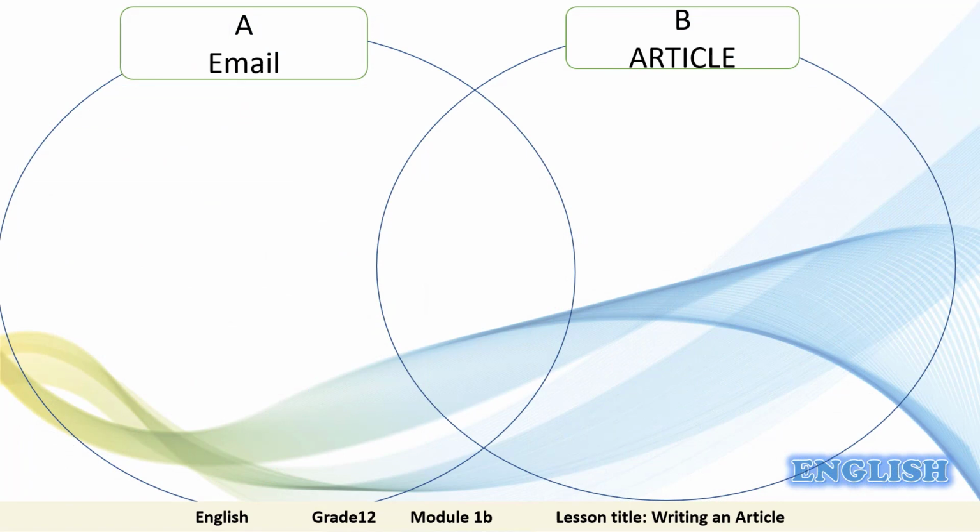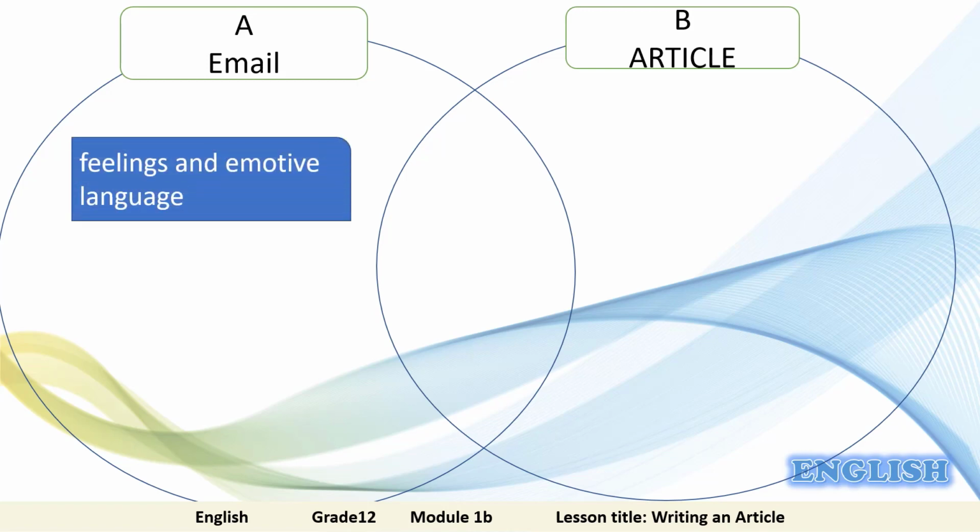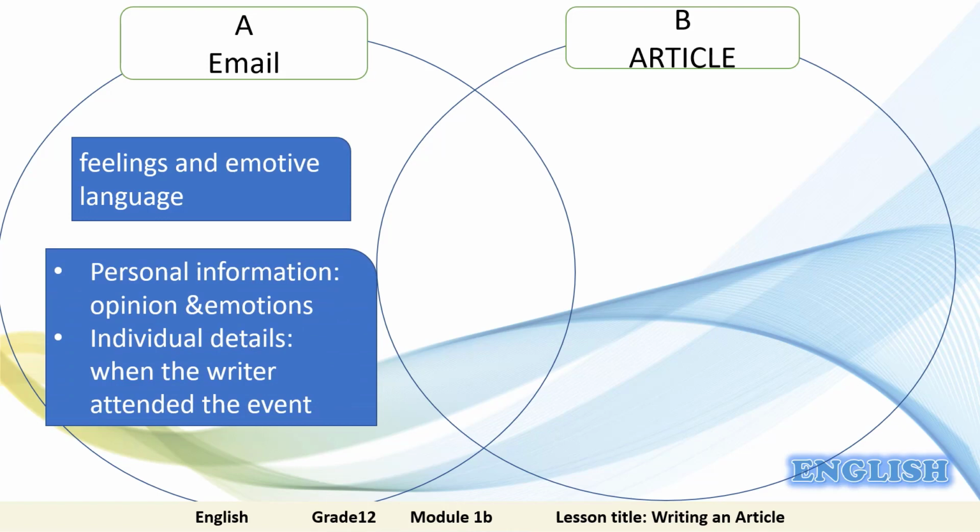Now, how are the email and the article different from each other? You will find in the email feelings and emotive language. What else? Personal information like opinion and emotions. Besides individual details, like when the writer attended the event. This is actually an individual detail.